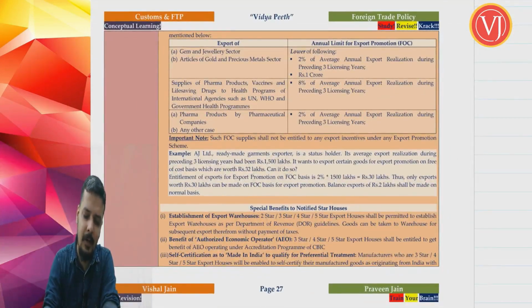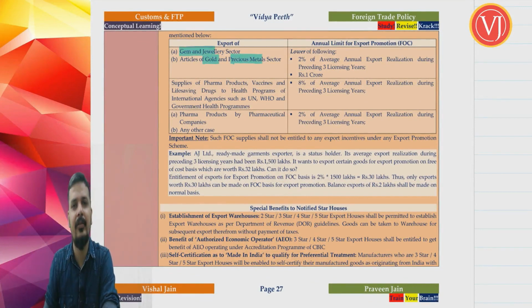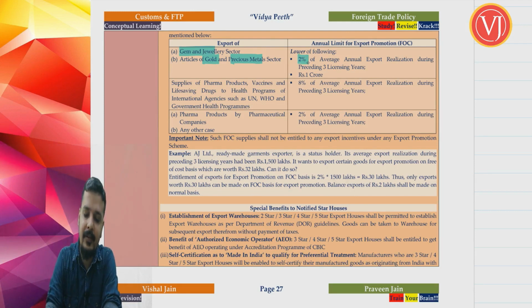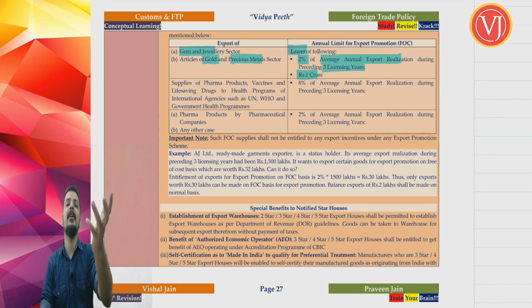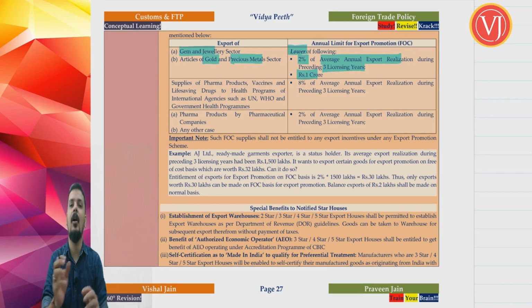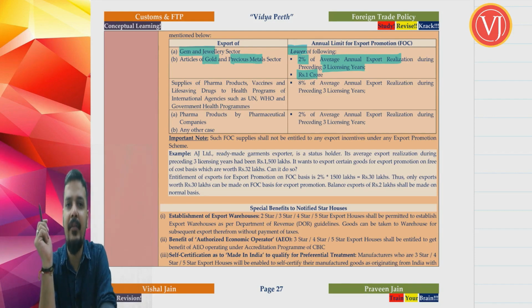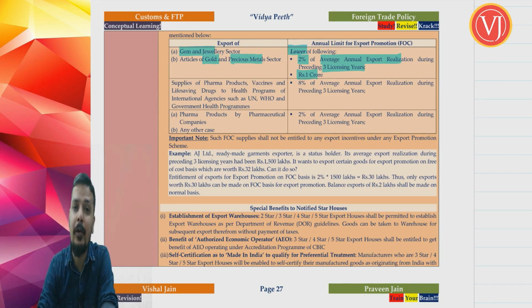Right, if at all you are talking about gems and jewelry sector including gold and precious metal sector, your free samples that you can send for export promotion is 2% of average annual export realization in the preceding 3 financial years, or 1 crore, whichever is lower. Gems and jewelry sector including gold and precious metal sector, for them the free samples that they can send outside India for their export promotion is the lower of 1 crore or 2% of average annual export realization during the 3 financial years.